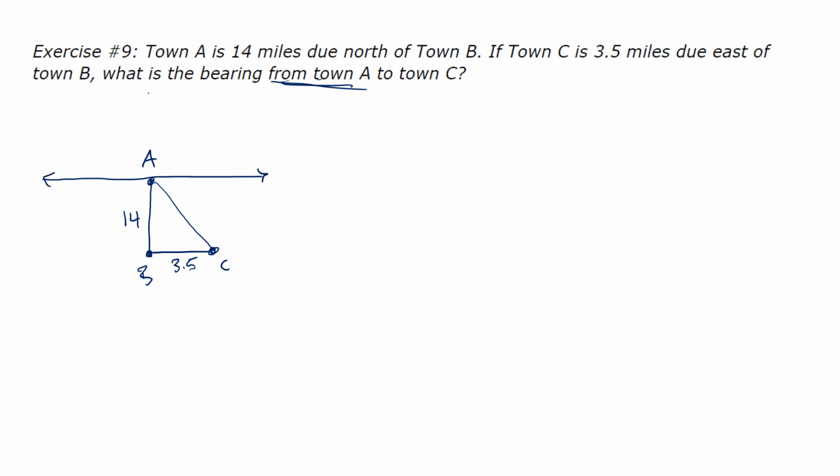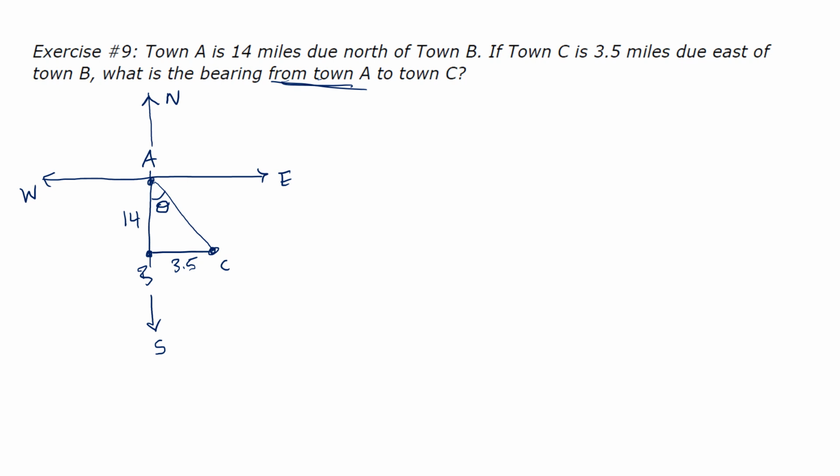North, south, east, west bearing. North, south, east, west. All right, and we are looking for alpha. We want to know what is the bearing from Town A to C. So this would be the bearing right here.